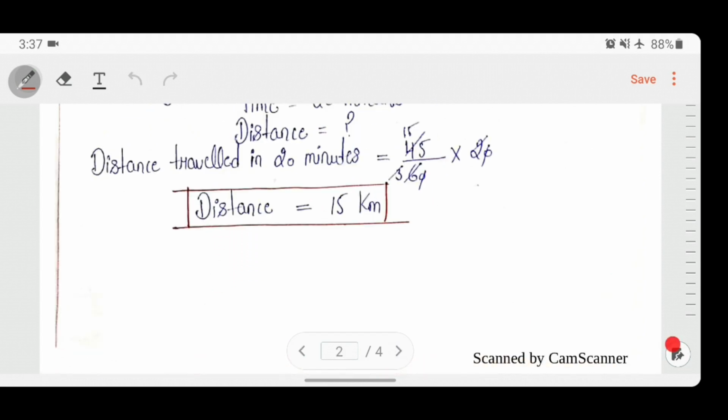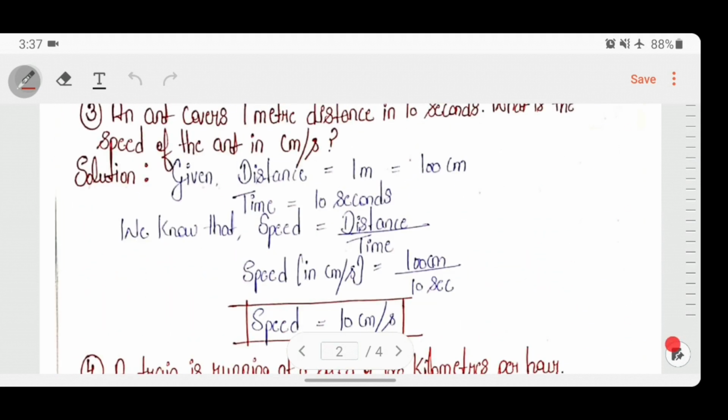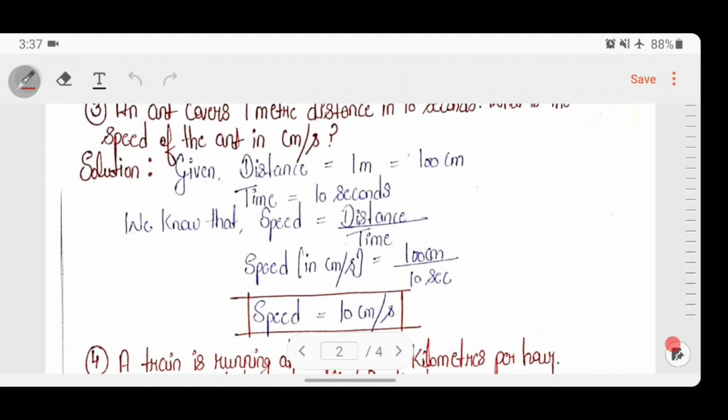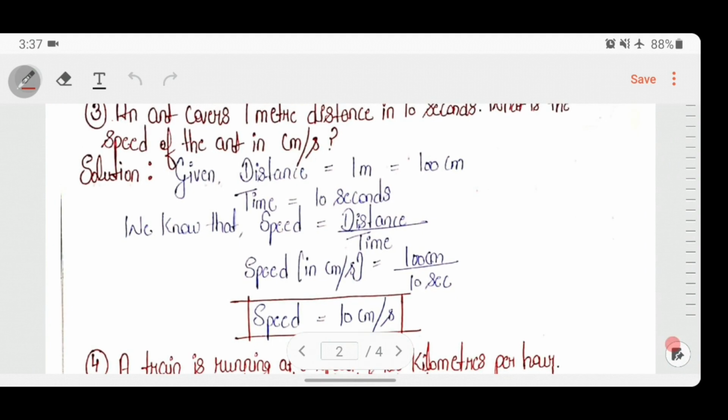Now students, let's move to the next numerical. In the next numerical, we are given that an ant covers a meter distance in 10 seconds. What is the speed of the ant in centimeter per second? So in the given question, we are given that an ant covers 1 meter distance in 10 seconds.